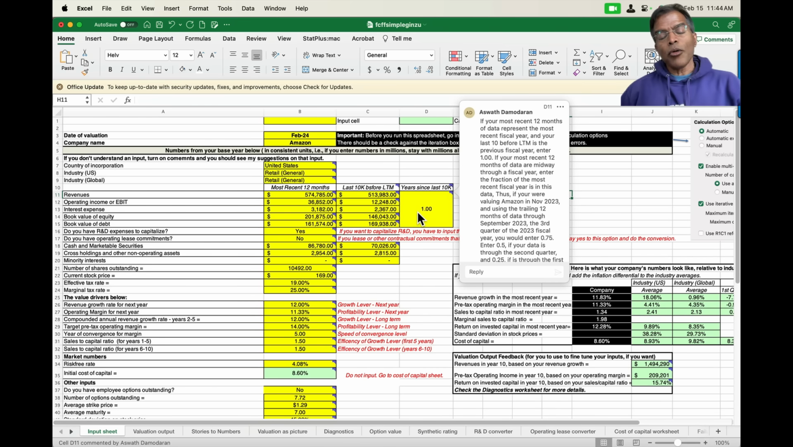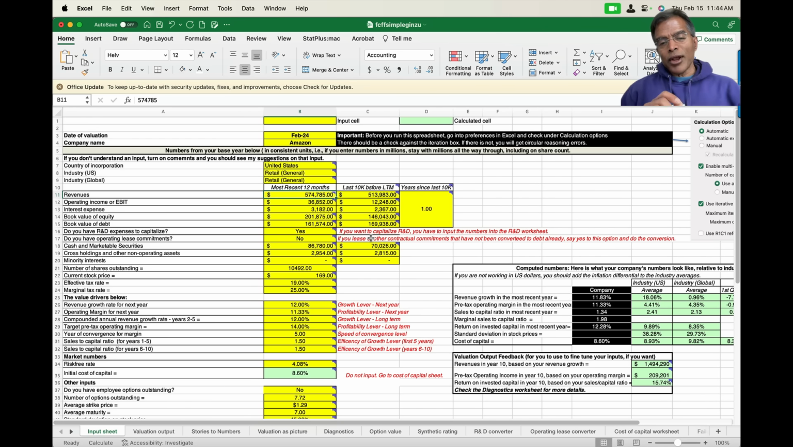So it's $574 billion in revenues. So that's for the most recent 12 months. Now, while I'm on that revenue line, remember it's an annual report. If you look at the next column, it'll give you the revenues in the most recent year. I'm going to enter those revenues here. So that is the last 10K before your last 12 months. And because you have an annual report, that last 10K is the previous year.